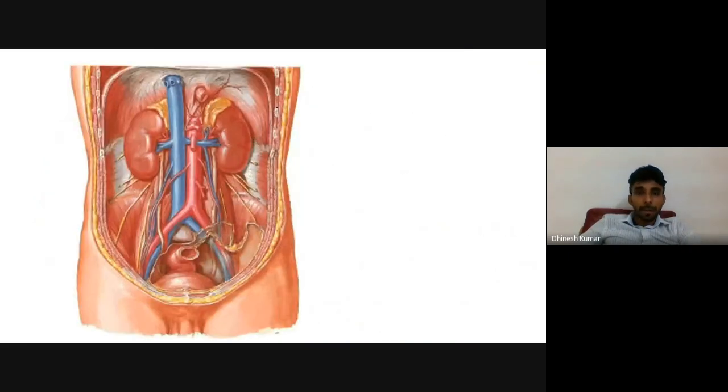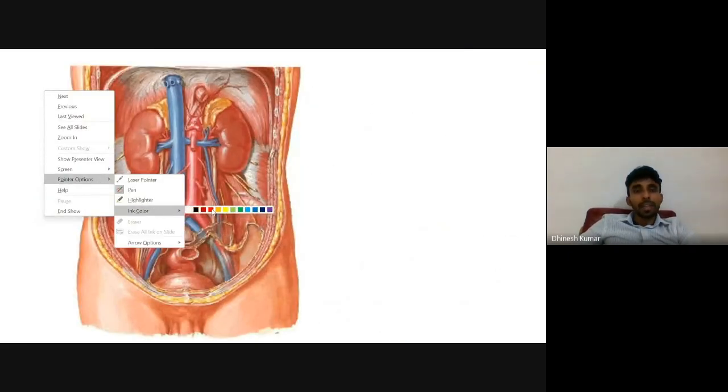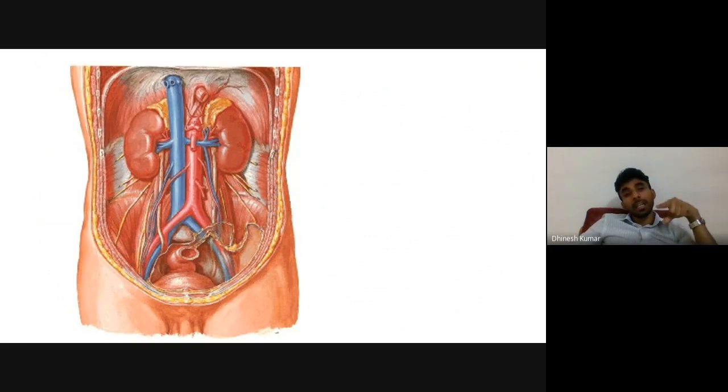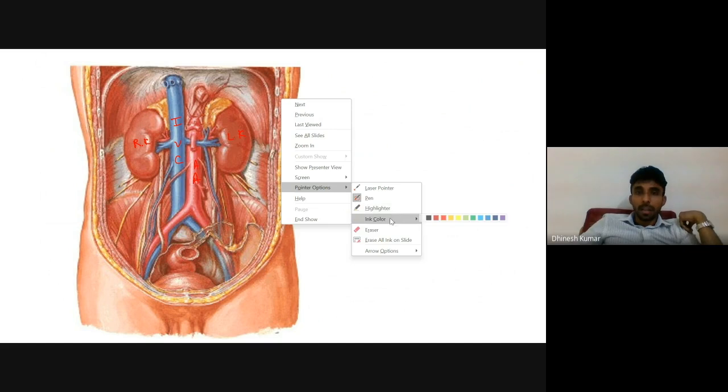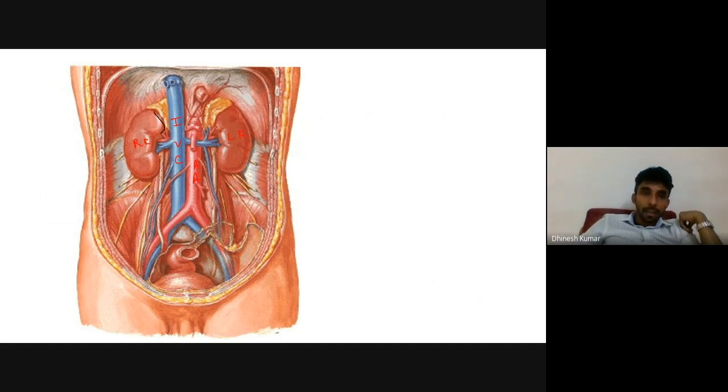Now moving to the next possible sub-question for the kidneys: they may ask the relations of the kidney. Before moving to the relations of the kidney, see this diagram. This is the right kidney and this is the left kidney. This is the inferior vena cava, and this is the abdominal aorta. As we discussed just now, this is the medial border of the right kidney and this is the medial border of the left kidney. This area is the hilum of the kidneys, which are facing medially.